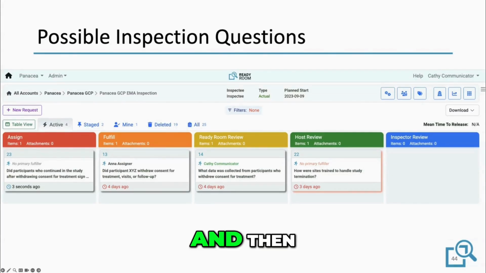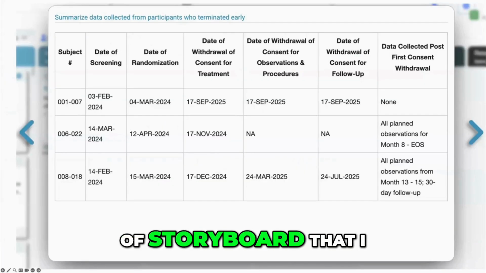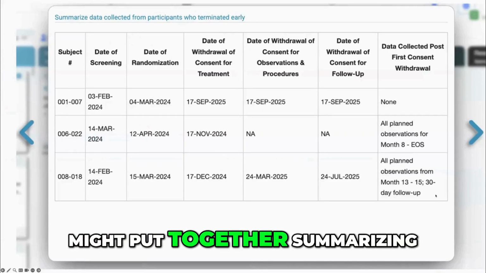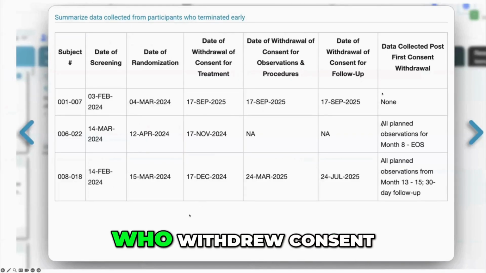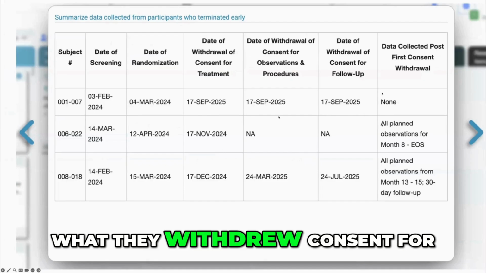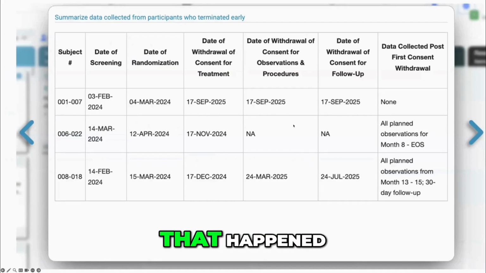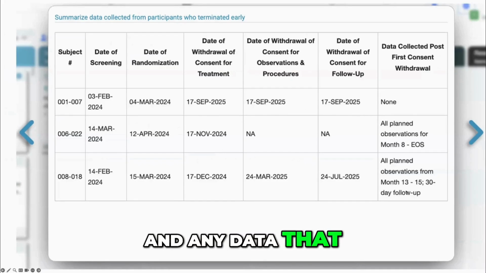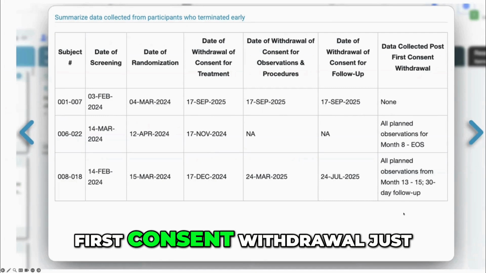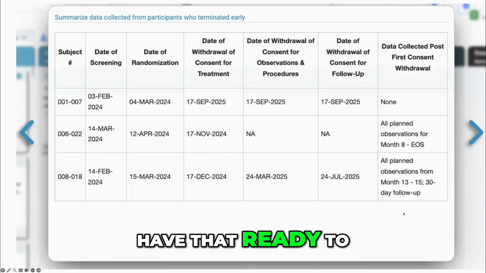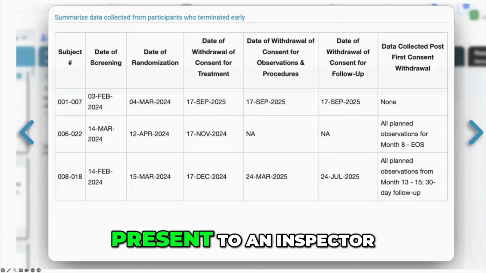Okay. And then, this is the kind of storyboard that I might put together, summarizing all of the participants who withdrew consent, what they withdrew consent for, the dates that happened, and any data that was collected after their first consent withdrawal, just so that you would have that ready to present to an inspector.